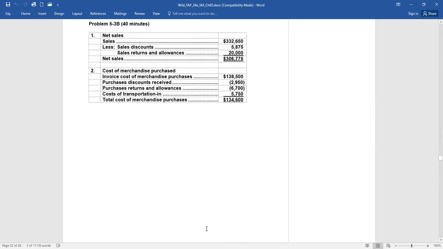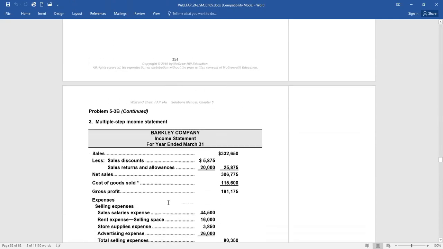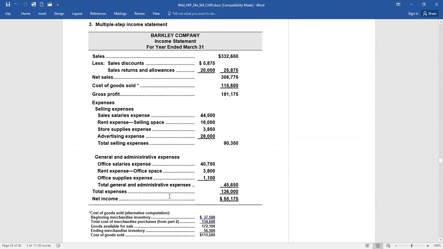Now in 3, prepare a multiple step income statement that includes separate categories for net sales, cost of goods sold, selling expenses, and general and administrative. And there they are. So an income statement starts with your same heading because you're reporting revenues and expenses, gains and losses for a period of time. We start with sales, as we did in step 1, right off our adjusted trial balance. Subtract sales returns and allowances and sales discounts. It doesn't matter what order you put them in. Once you subtract those from sales, you'll have a net sales amount of $306,775.